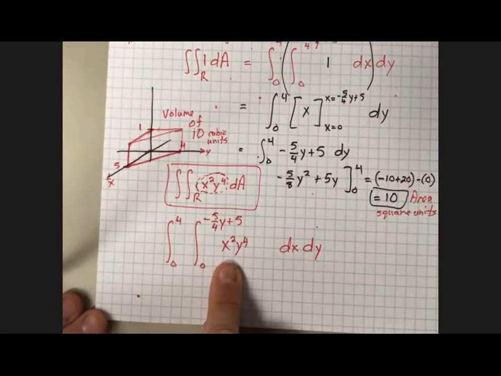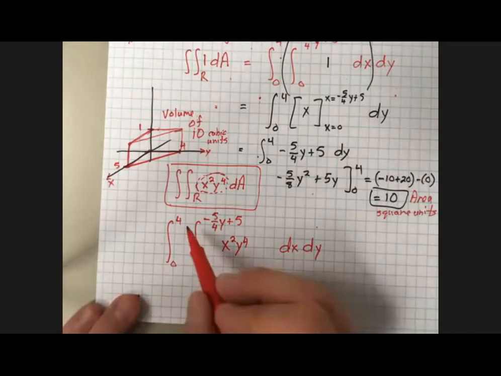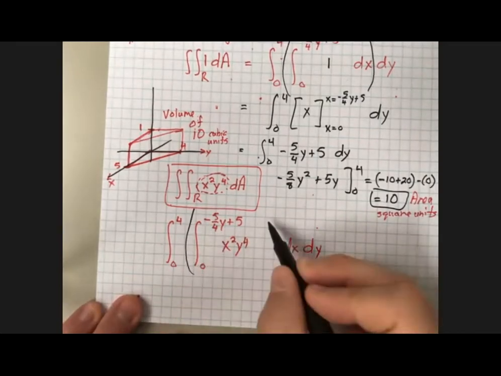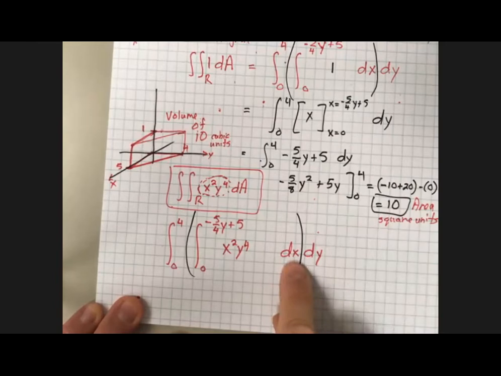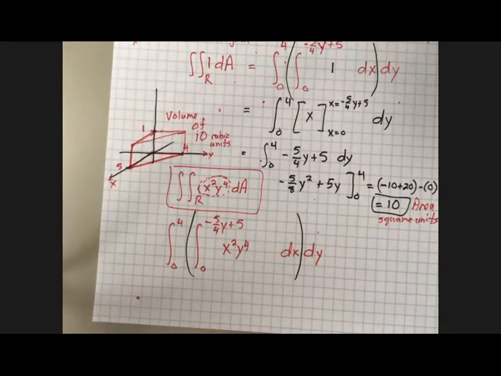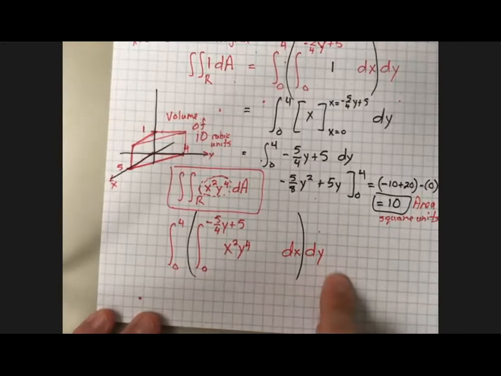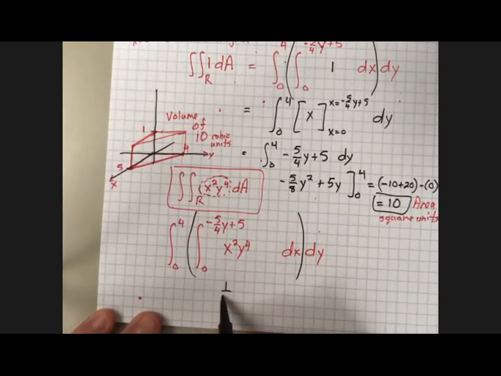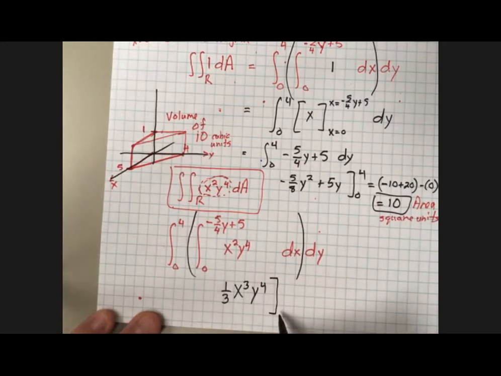Really, what we're doing here is partial integration. Nobody calls it that, but don't you see that first you're going to integrate with respect to x and consider y to be constant? Then you're going to put these limits in for x. And then after you sort out that whole mess, you're going to integrate again with respect to y. So if I integrated with respect to x here, I'd have 1/3 x cubed, y fourth. It's like doing the opposite of partial differentiation. And then I'd have to plug in these values, -5/4 y plus 5.